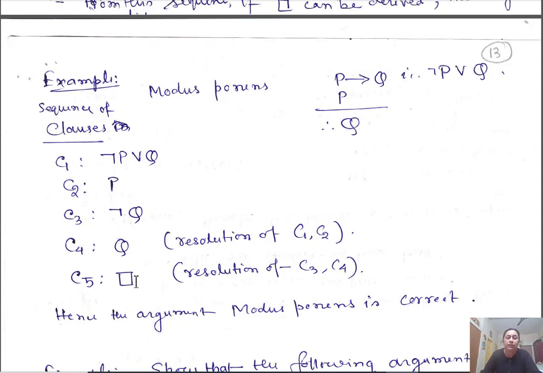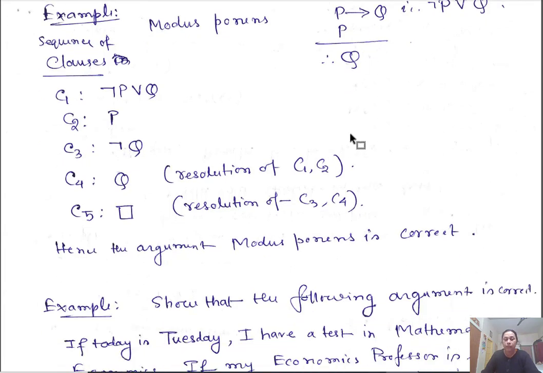Therefore, since I am getting the empty clause, modus ponens is a correct, valid argument. So you can use this resolution principle by listing all the premises in disjunctive form, also taking the negation of your conclusion, and finally, if you can deduce the empty clause, it is a valid argument.